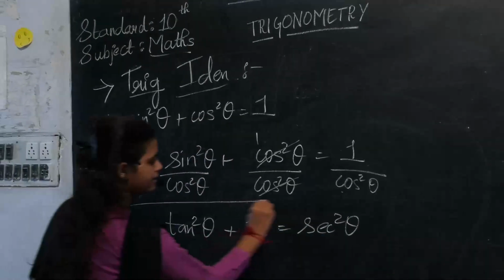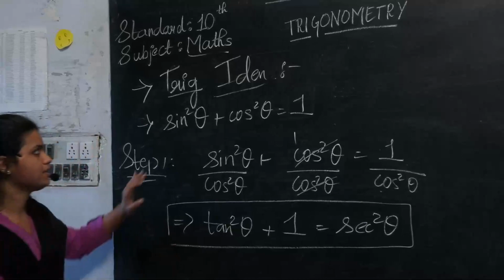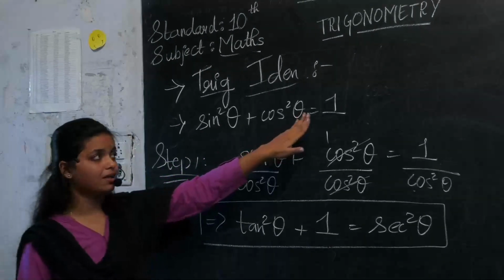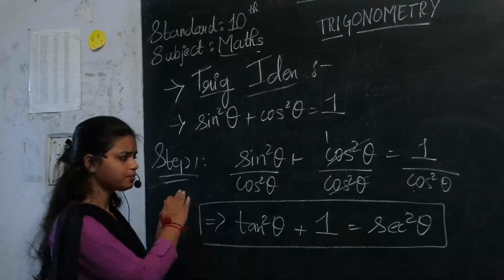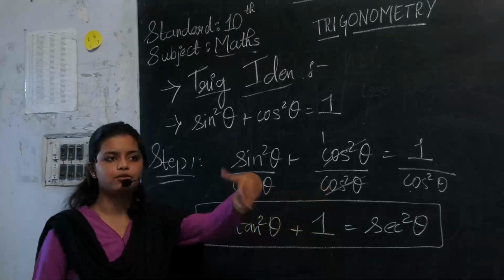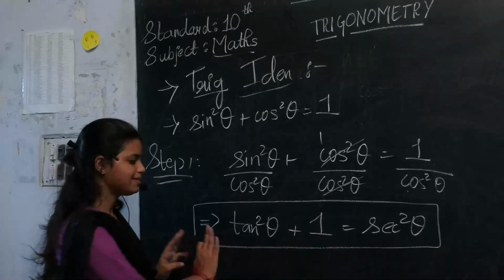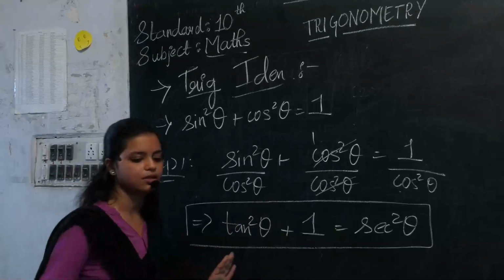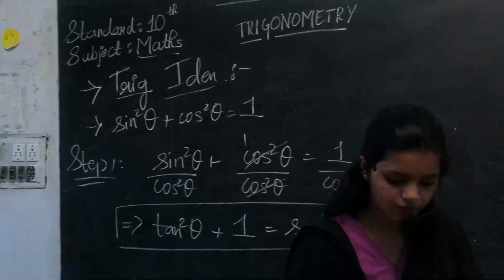Here is the third identity. So first is sin square theta plus cos square theta equals 1. Second is 1 plus cot square theta equals cosec square theta, and third one is tan square theta plus 1 equals sec square theta. This was the introduction of trigonometry.